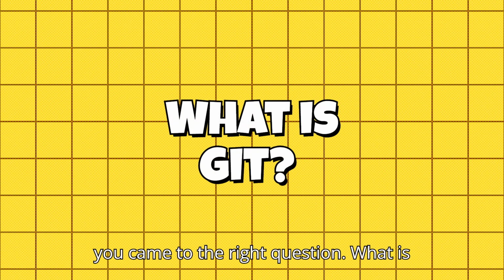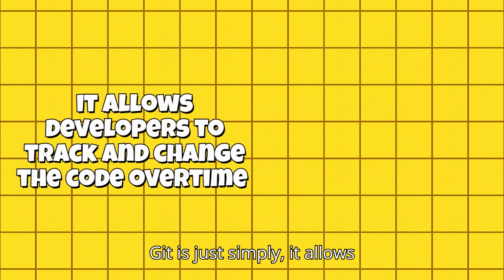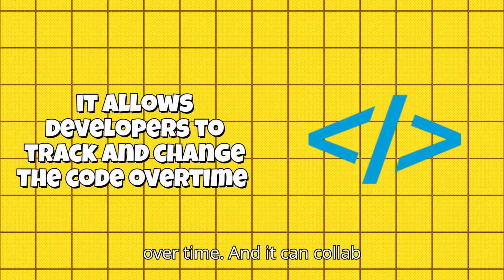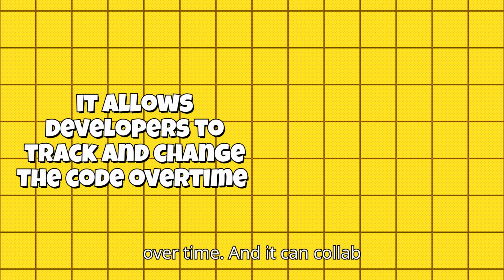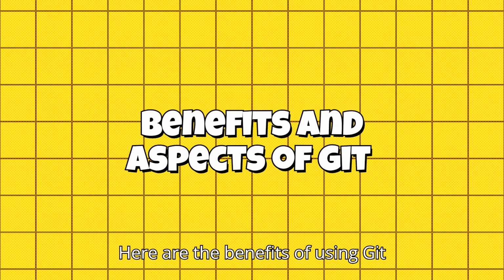Well, you came to the right question. What is Git? Git simply allows developers to track and change code over time, and it can collaborate effectively and manage different versions of the project. Here are the benefits of using Git and its aspects.